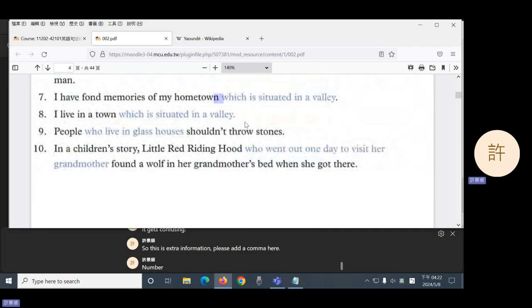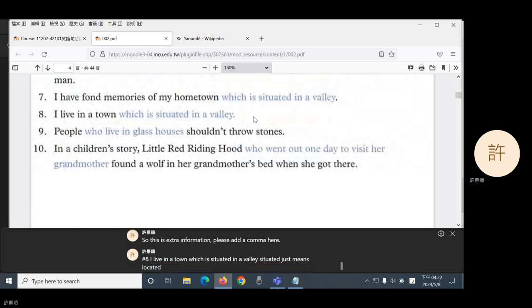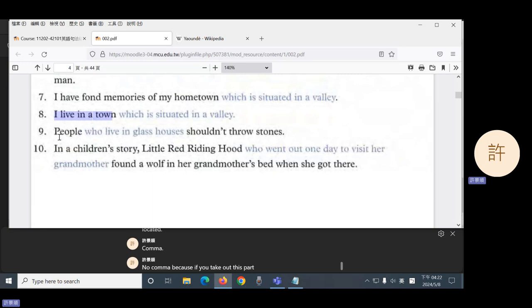Number eight, I live in a town which is situated in a valley. Situated just means located. Comma? No comma, because if you take out this part, I live in a town. Okay, cool, so do I. What's your point? The point is that the town is in a valley. So it's essential information, no comma.